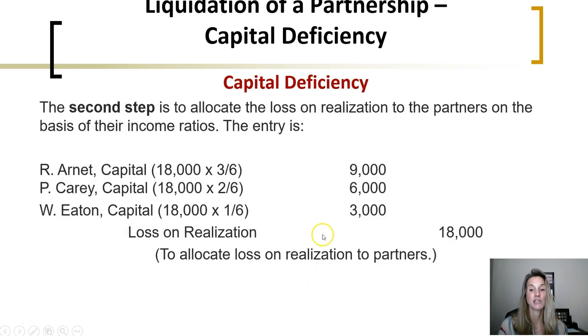That loss needs to be allocated out to the partners. So we will debit the loss and divvy it up amongst the partners based on their income ratios. 3/6 to Arnett, 2/6 to Carrie, and 1/6 to Eaton. Notice that these debits are decreasing the partners' capital accounts.